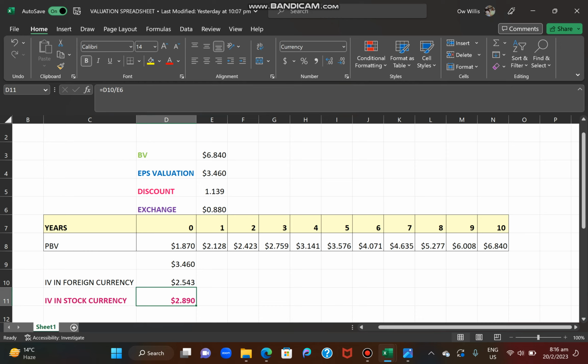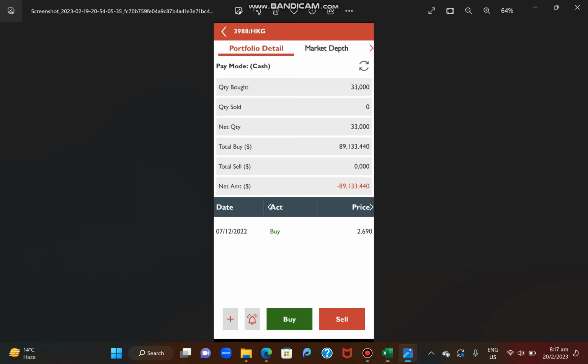So how do we apply this? We are showing an actual application on the 7th of December 2022, when Bank of China was at 2.69, which is lower than the valuation we shared just now at 2.89. We actually take a position. 3988 is the stock code for Bank of China on the Hong Kong Stock Exchange, right? So we buy in at 2.69 because it was lower than the valuation of 2.89 that we calculated.